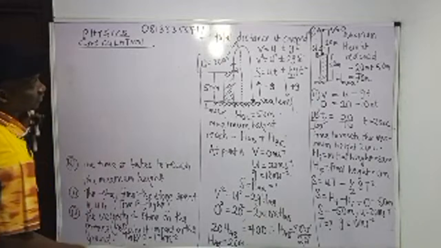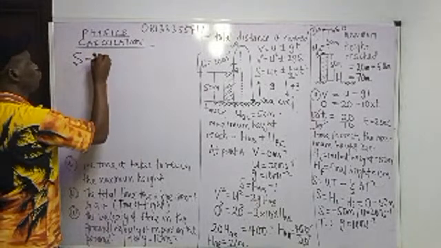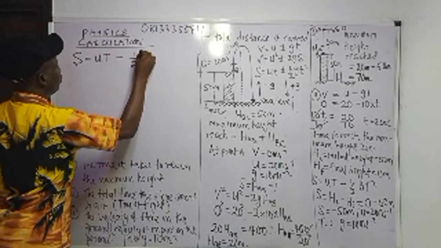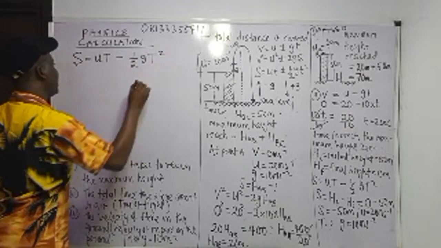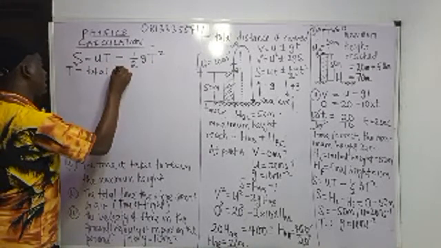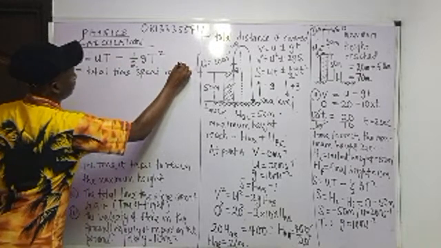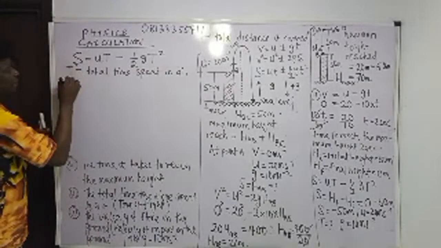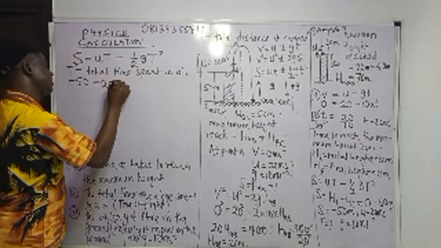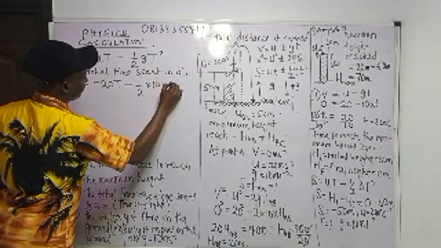Now, what we are saying is that we use the formula S equals UT minus half GT squared, where T is the total time spent in the air by the stone. So this one will be minus 50 equals 20T minus half times 10 times T squared.